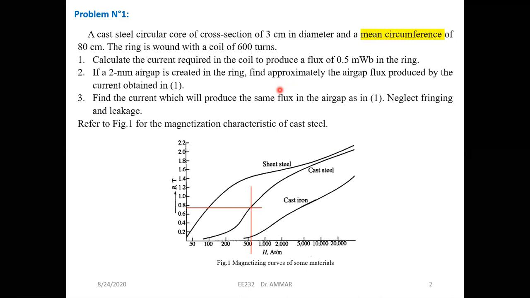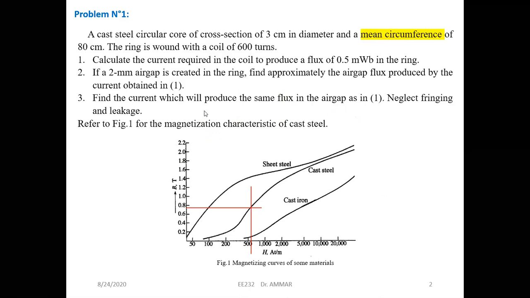in this ring. Okay, so the shape of this core is ring. If a 2 millimeter air gap is created in the ring, find approximately the air gap flux produced by the current obtained in the first question. Find the current which will produce the same flux in the air gap as in one. Neglect the fringing and the leakage. And this figure here shows a magnetizing curve of such materials.